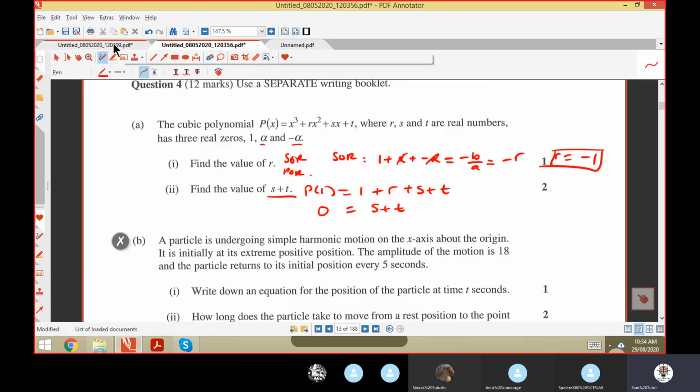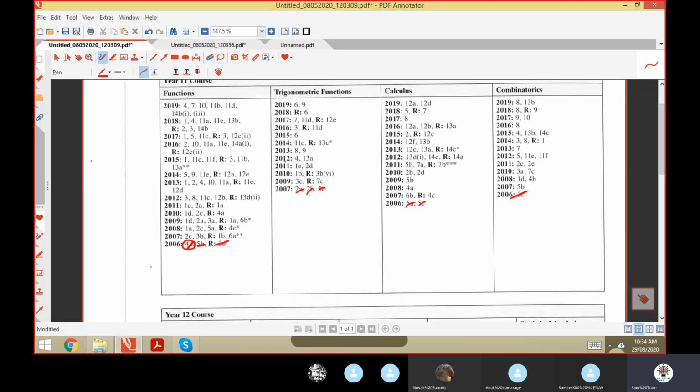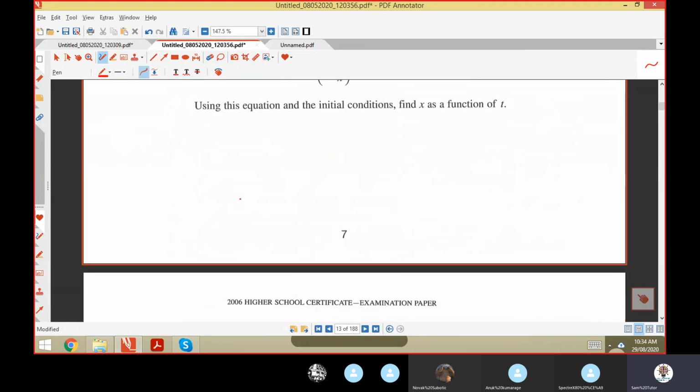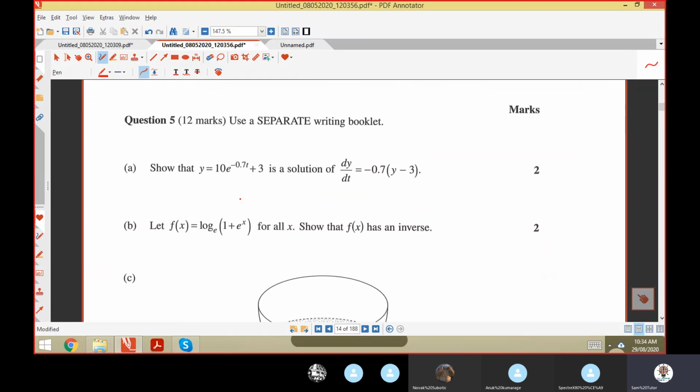And that's pretty interesting. In 2006, you can tell they didn't ask any trig functions. In 2008, they didn't ask any trig functions. And then they asked it every other year. But pretty interesting to see, isn't it? What did we say? Question 5A, B, and C. All right. Question 5A.